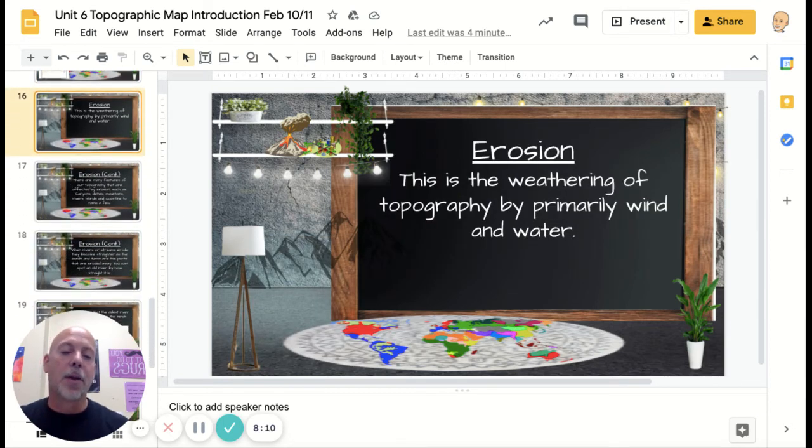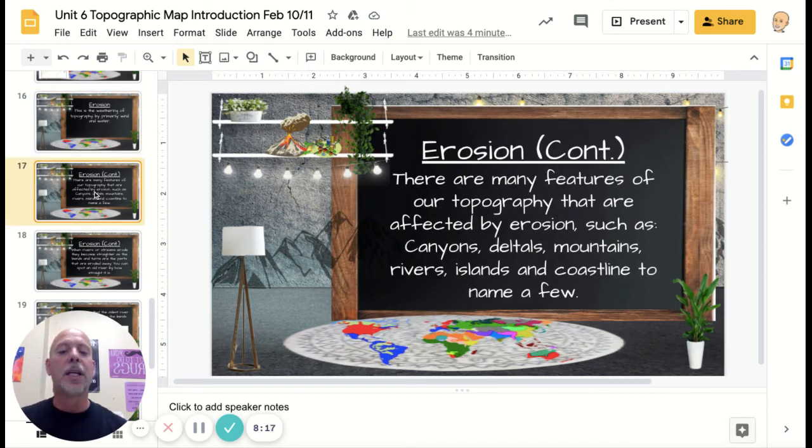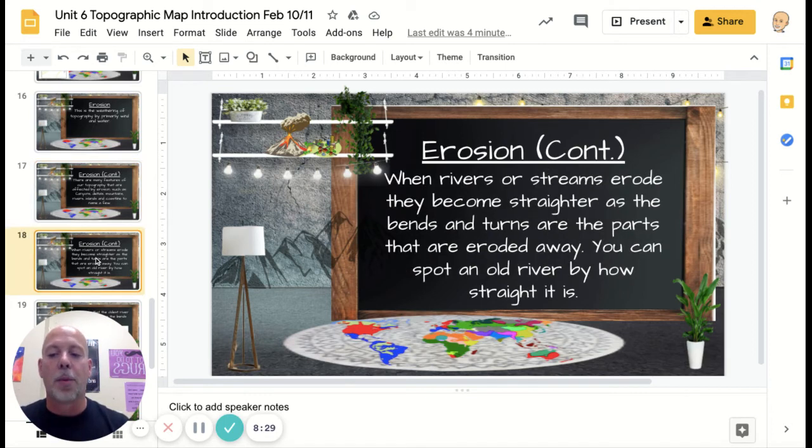All right, now we're going to talk about erosion. This is simply the weathering of topography by primarily wind and water. There are many features of our topography that are affected by erosion, such as canyons, deltas, mountains, rivers, islands, and our coastline, just to name a few. There are so many more, more than a dozen, but these are some of the more common ones.